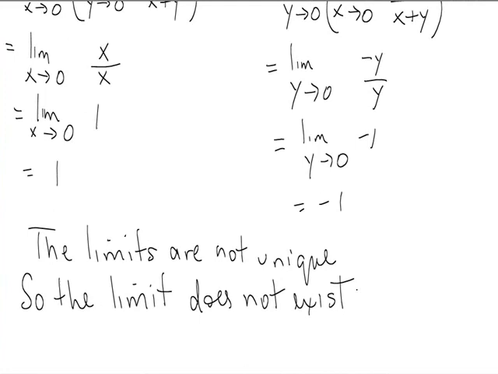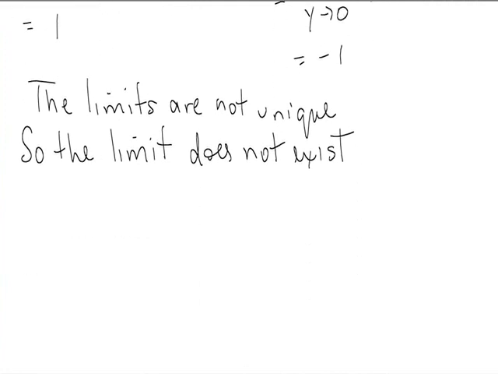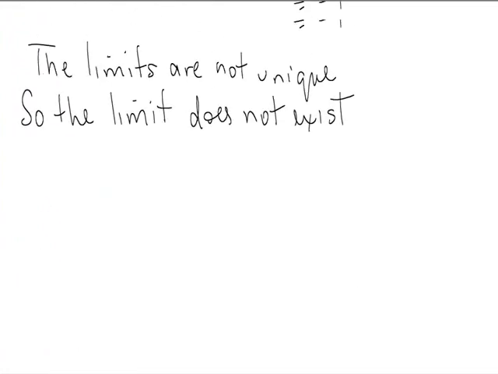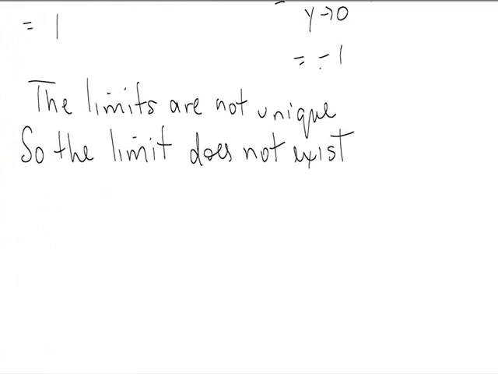Right, so let's do another one. Yes. You say it's not unique because 1 is not equal to negative 1. That's what I mean by not unique. They have to be the same for you to continue. An important theorem about limits is that they must be unique: for them to exist, they all have to be the same limit in whichever direction.